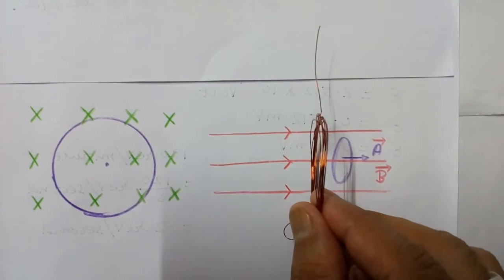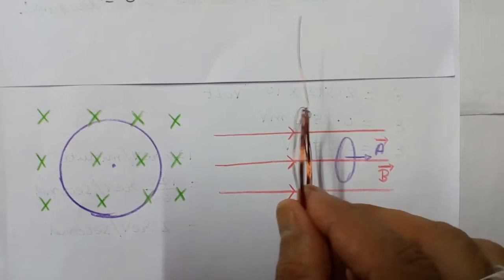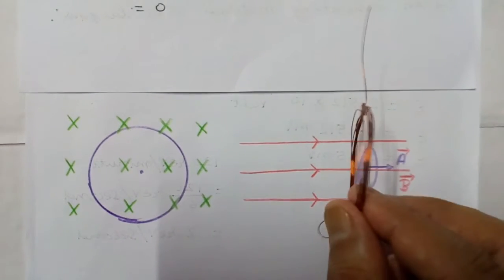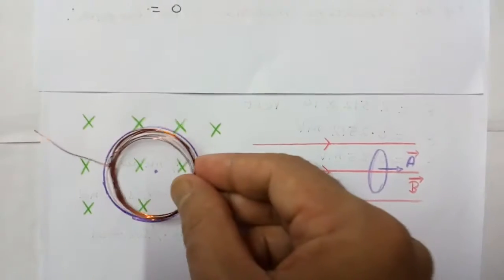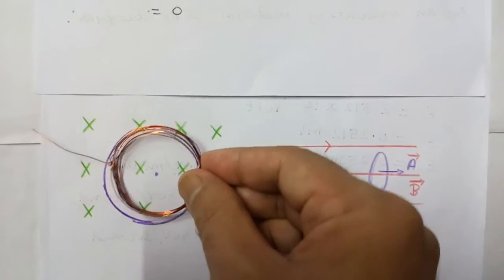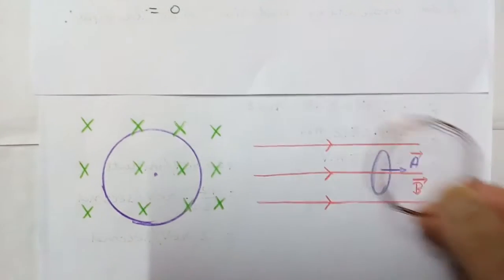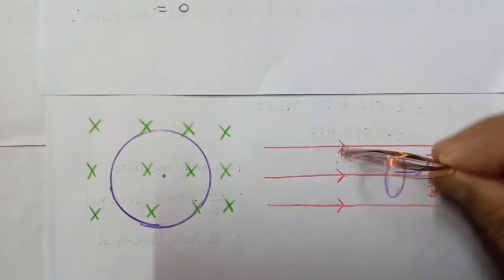Because area is a vector quantity and area vector is perpendicular to its plane. Now if magnetic field is perpendicular to the plane of the paper and inward, then coil is kept like this. Now from this position it is rotated through 90 degree, and in this diagram from this position it is rotated through 90 degree like this.